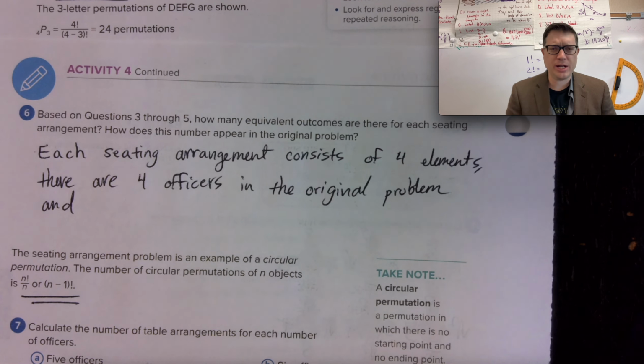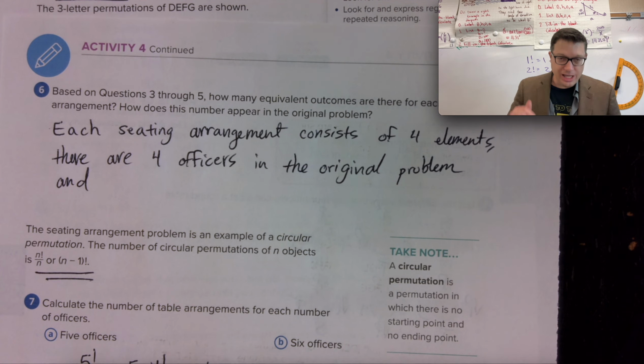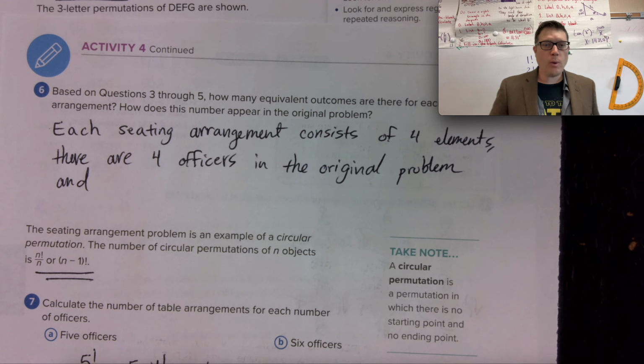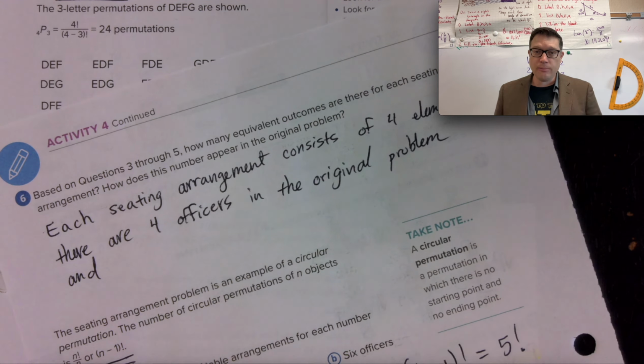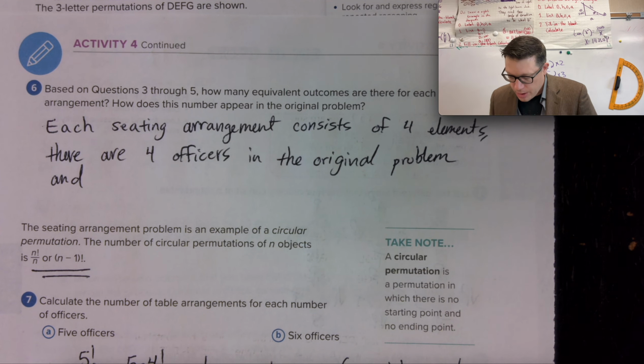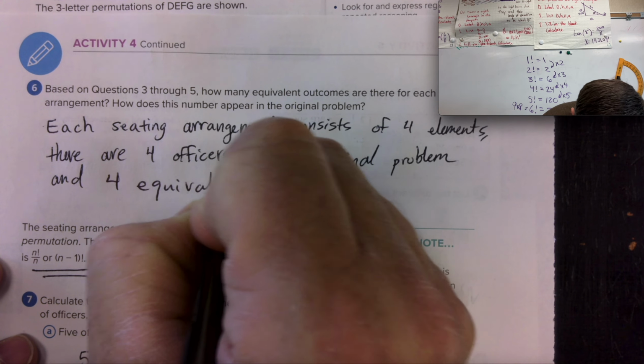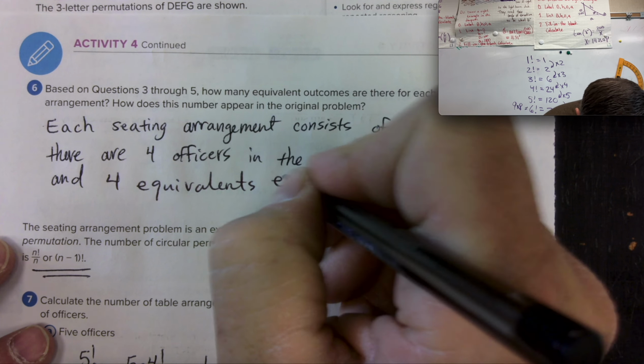Based on those answers for questions 3 through 5, how many equivalent outcomes are there for each seating arrangement? Well, each seating arrangement consists of 4 elements, and there are 4 officers in the original problem. So there are 4 equivalent elements for each seating arrangement.